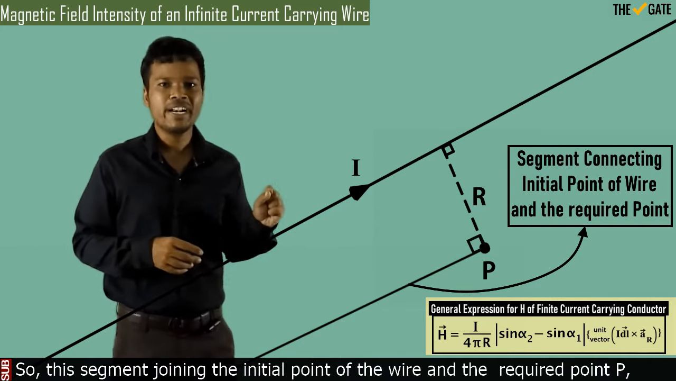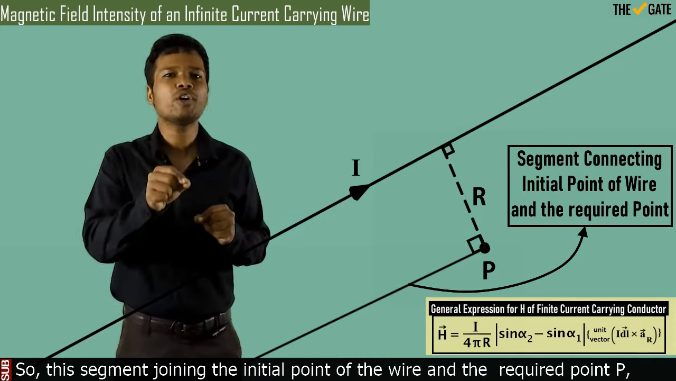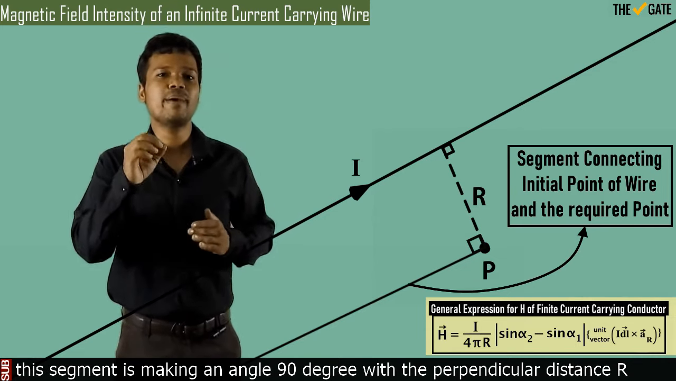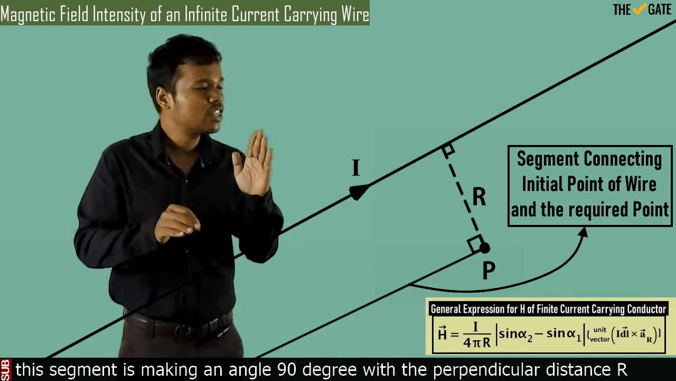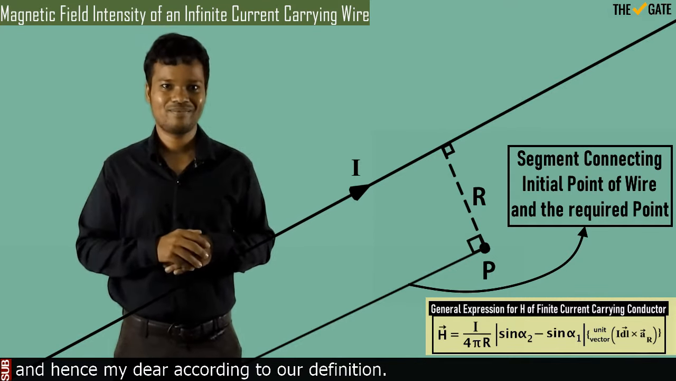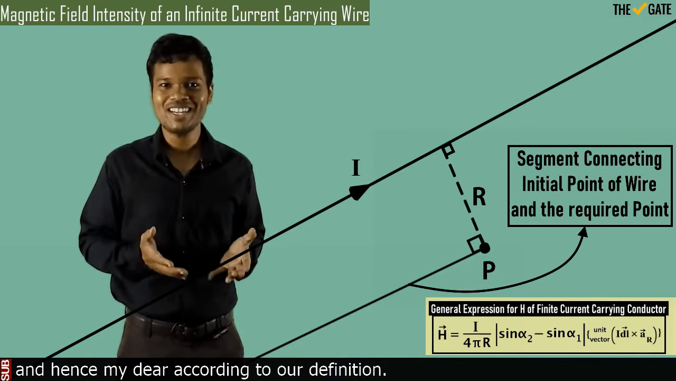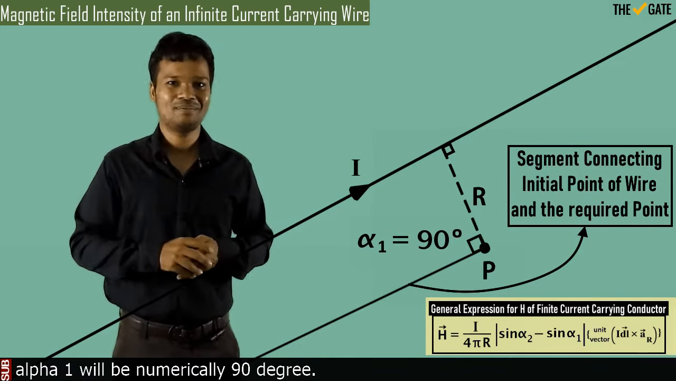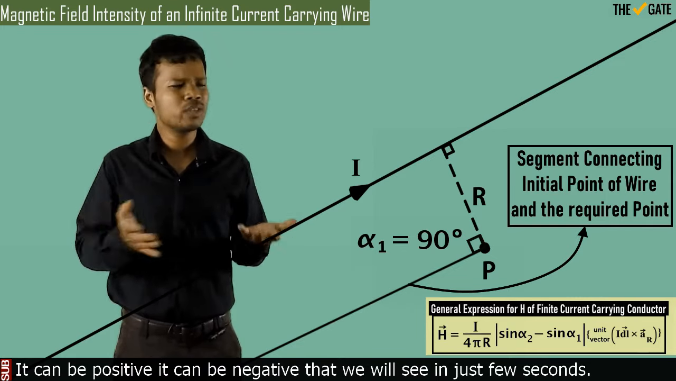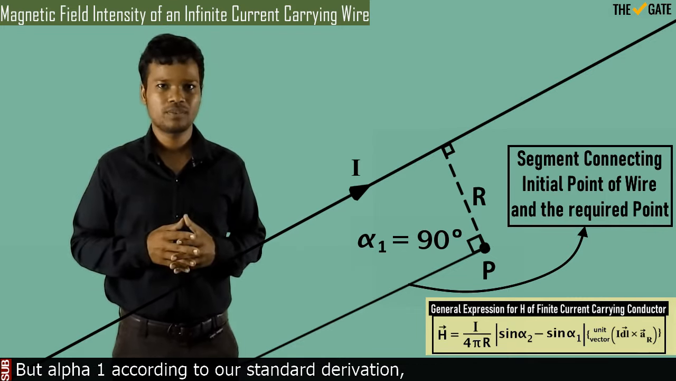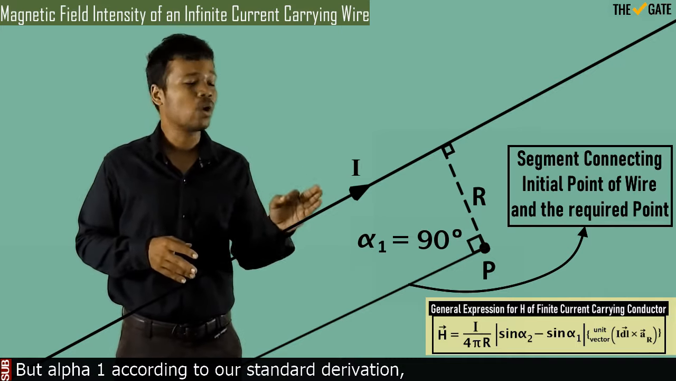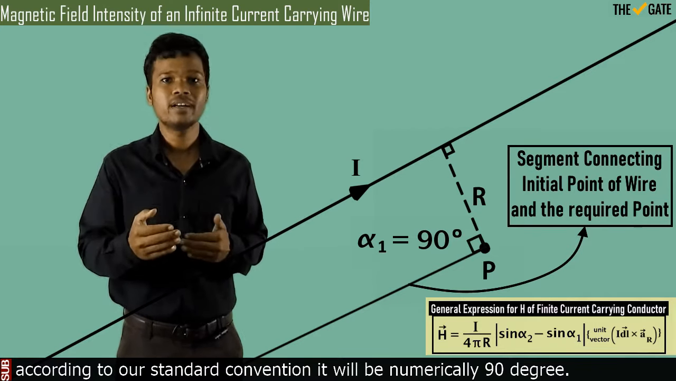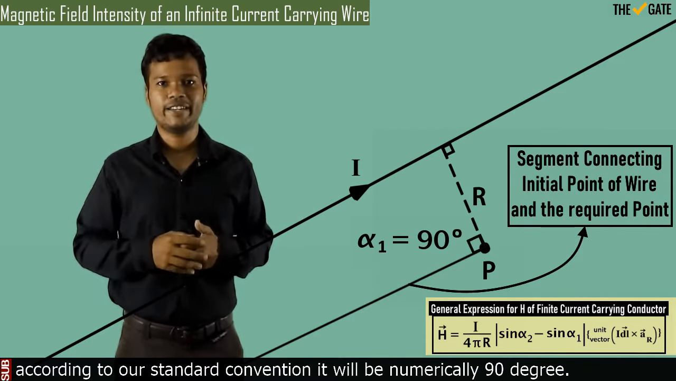So this segment joining the initial point of the wire and the required point P is making an angle of 90 degrees with the perpendicular distance capital R. And hence, my dear, according to our definition, alpha 1 will be numerically 90 degrees. It can be positive, it can be negative, that we will see in just a few seconds. But alpha 1, according to our standard convention, will be numerically 90 degrees.